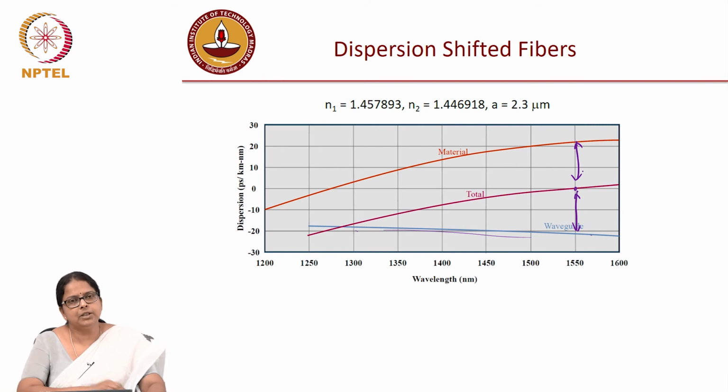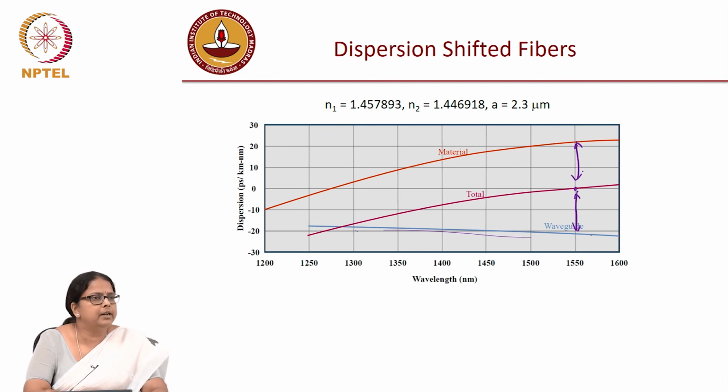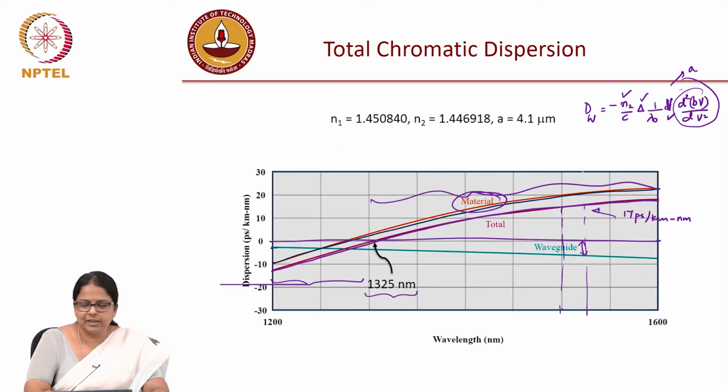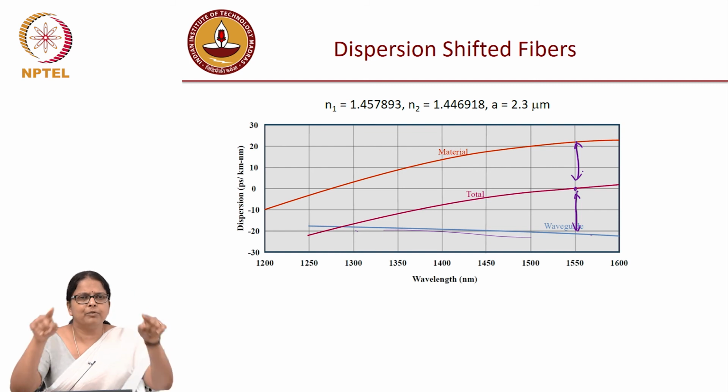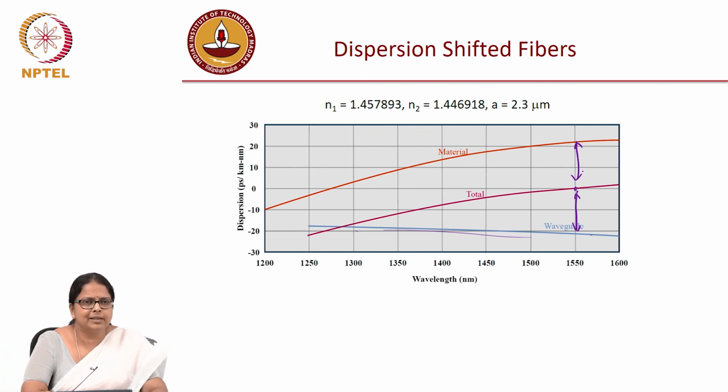But this dispersion shifted fiber was developed probably in the 90s, and we still don't use these dispersion shifted fibers in the field. We still use the standard fiber in the field. What could be the reason for that? Diameter is not really the issue. Even though I said the diameter is very small, so long as you maintain the V number at a reasonably good value, the mode profile will remain the same, right. So that is not the reason. There is another reason that prevented DSF from being deployed.